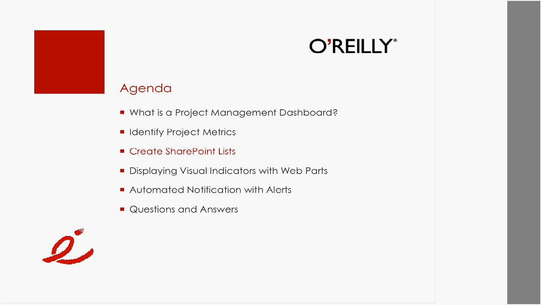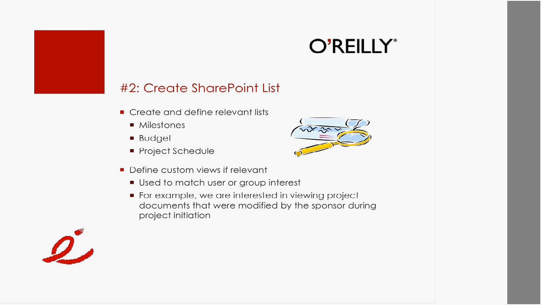So you have to define that. Now, with that being said, the next step is you can get started by creating your SharePoint list. So you've got to identify project metrics. Now let's move on to SharePoint. With the SharePoint list, you have to define your relevant list for your project.